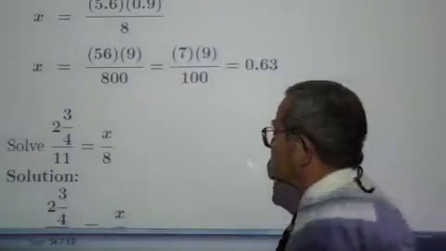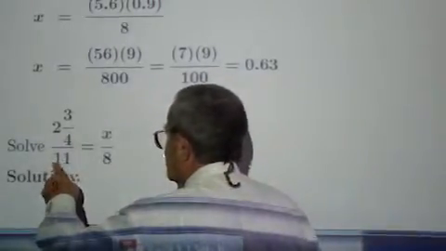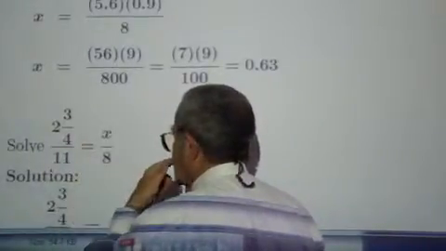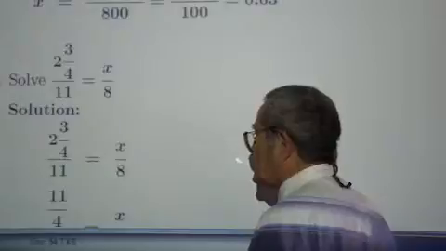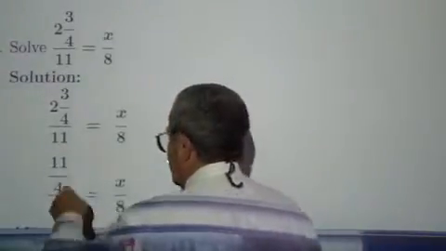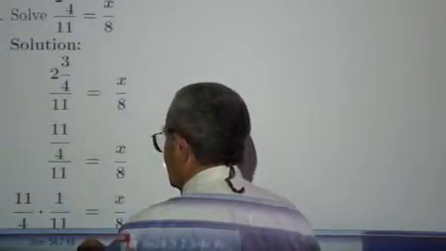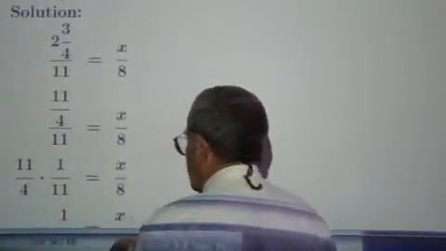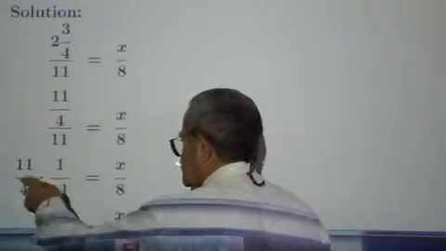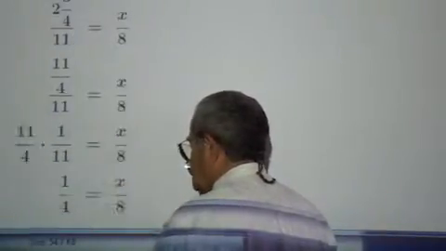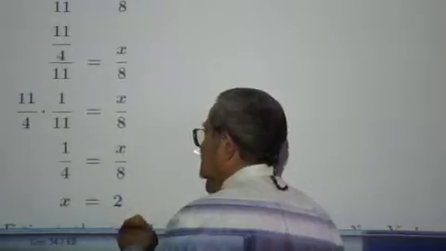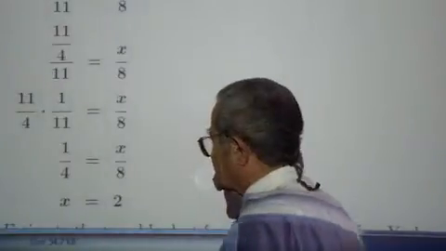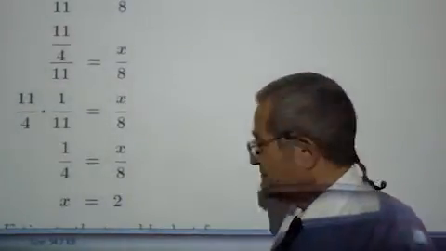Then we wanted to solve 2 3/4 over 11 is x over 8. Convert these two to improper fractions and multiply by 8. Improper fractions means 11 over 4 divided by 11. When you divide by 11 over 1, you multiply by 1 over 11. You cross multiply. This is 1 over 4, so this is probably a 2. Yeah, that's a 2. Why? Because 1 over 4 is 2 over 8. Pretty simple, if you know your math.